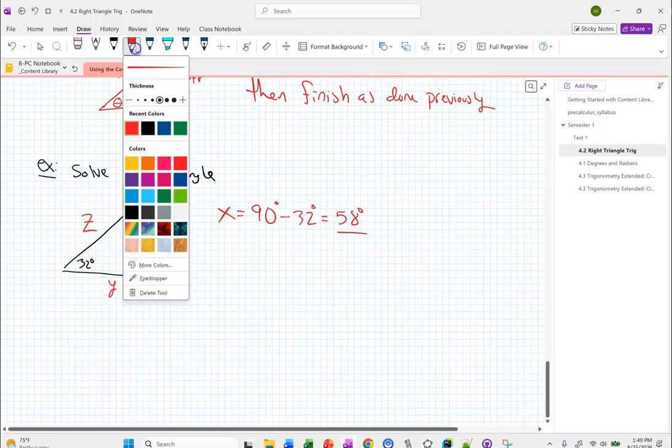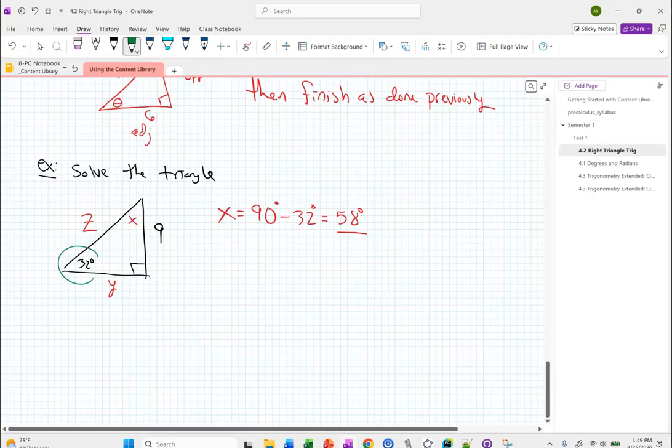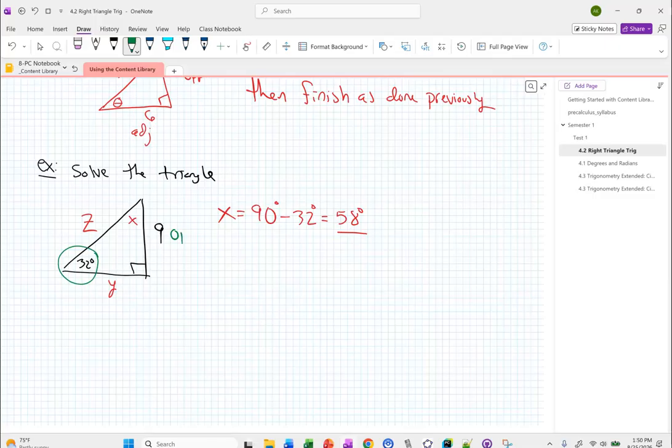Let me change colors here, because it's a new part. Relative to that 32-degree angle, the side I know is opposite. And Y, the side I'm looking for, is the adjacent. Everybody okay? Which trig function should I use here? Opposite and adjacent. Yeah, good.